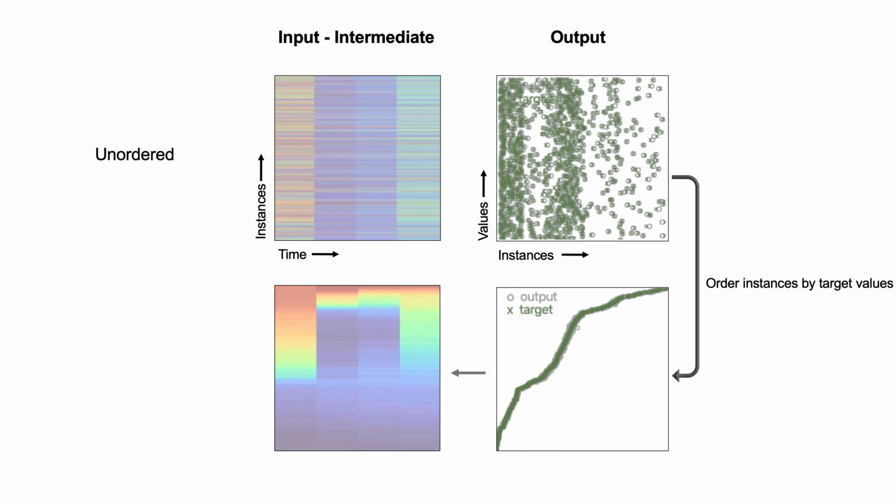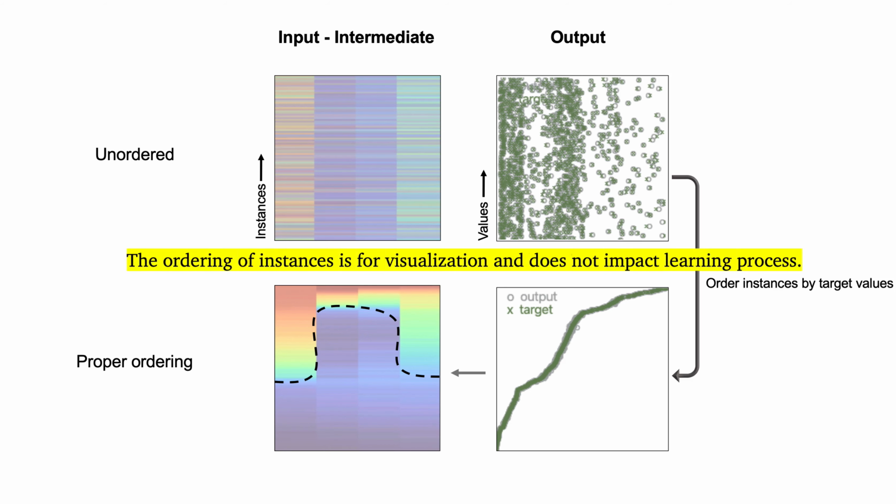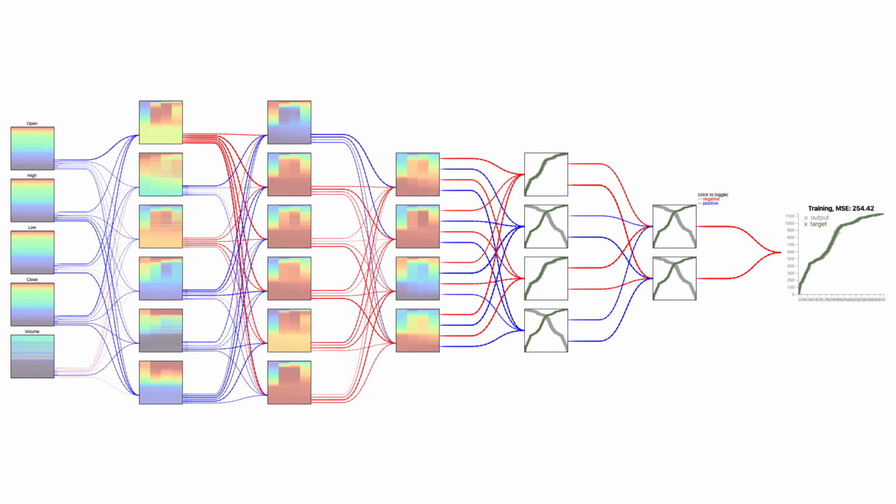This order is used for visualizing input and intermediate nodes in LSTM layer and dense layer as well. The ordering of instances is for visualization and does not impact learning process. This ordering is intended to help people recognize some of the patterns included in the result. The next section will cover the use cases on real-world datasets.